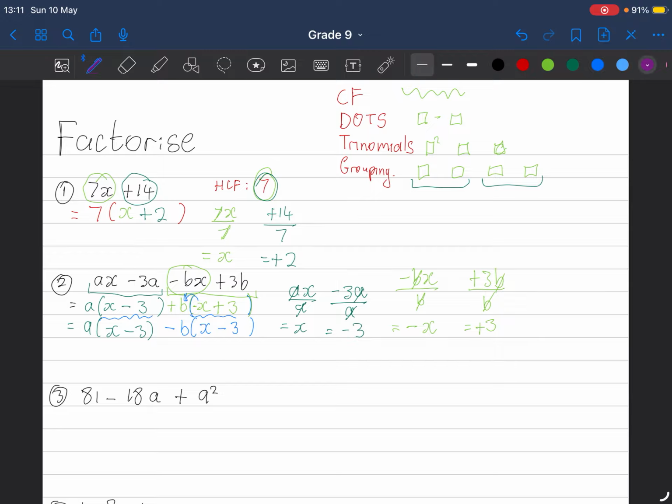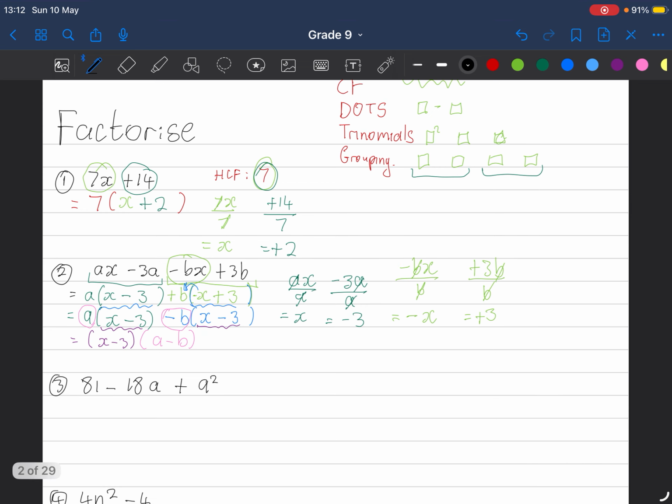Now that I've done that, I see my brackets are identical. I'm going to then write that identical bracket. I'm basically pulling it out as a common factor. And after writing it, I realized that this and this was missing. So those two are going to be written together in another bracket. And that has now been factorized using our grouping method.